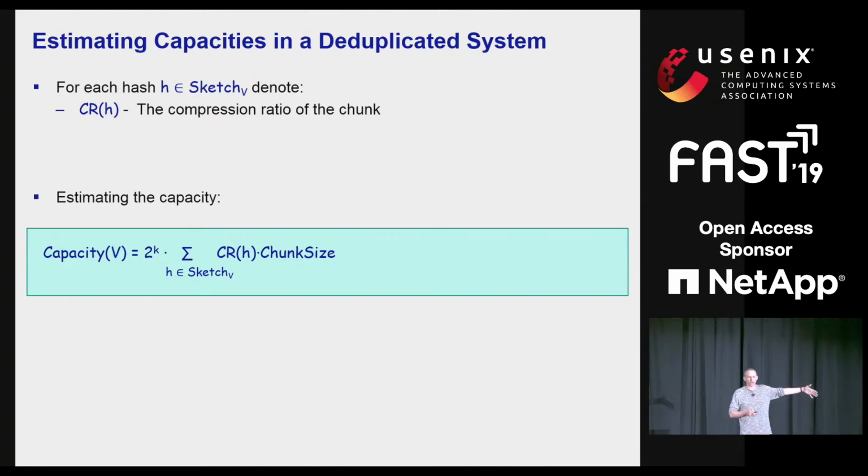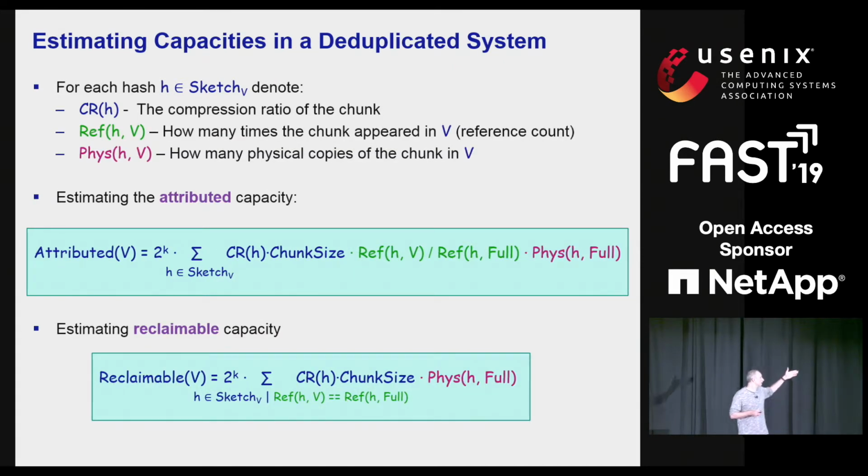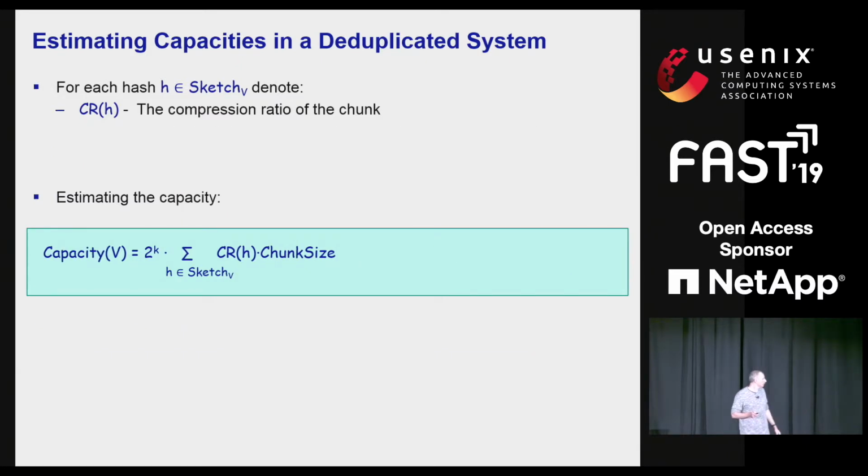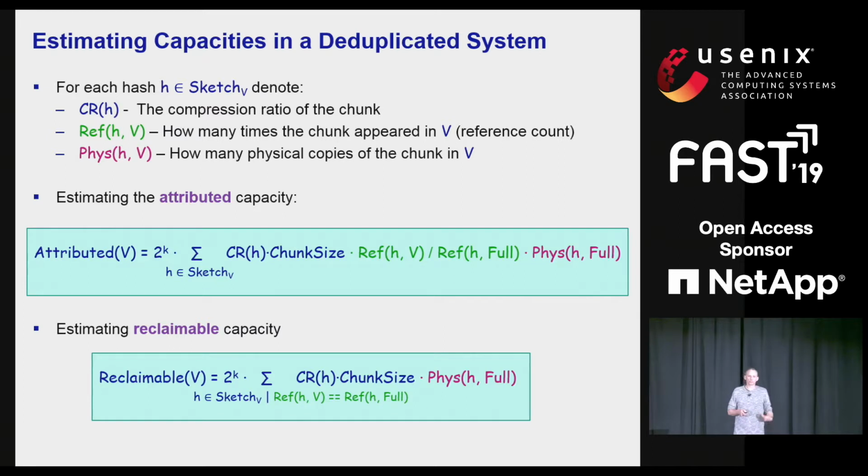In order to do our computations, we have to work a bit more. We have to add parameters that are relevant to a volume. There's the reference count per volume, reference count per system. This is the attributed, and this is the reclaimable. So you see, we're adding up some more work. I told you it'll be quick. So if you want to really dive into these, you can go to the paper or look me up after that.